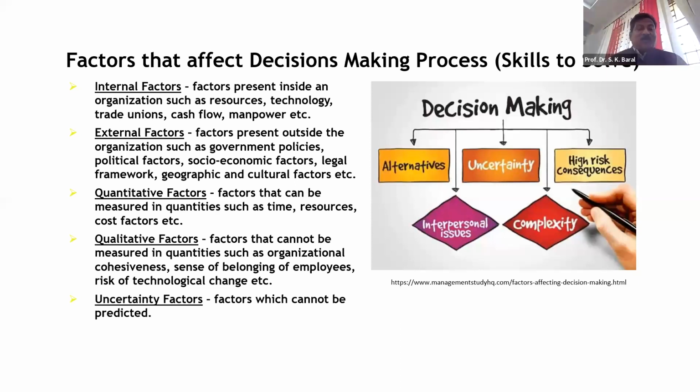When we are talking about quantitative factors, time is a quantitative factor. Resource is also a quantitative factor. And cost factor is also quantitative. And when we are talking about qualitative factors, it is about the sense of belonging of employees, risks of technological changes, and cohesiveness. These are the feelings. These are, I mean to say, the factors influencing, motivating a person to work effectively or not effectively. Apart from that, I told you decision-making process is influenced by uncertainty factors that cannot be predicted.